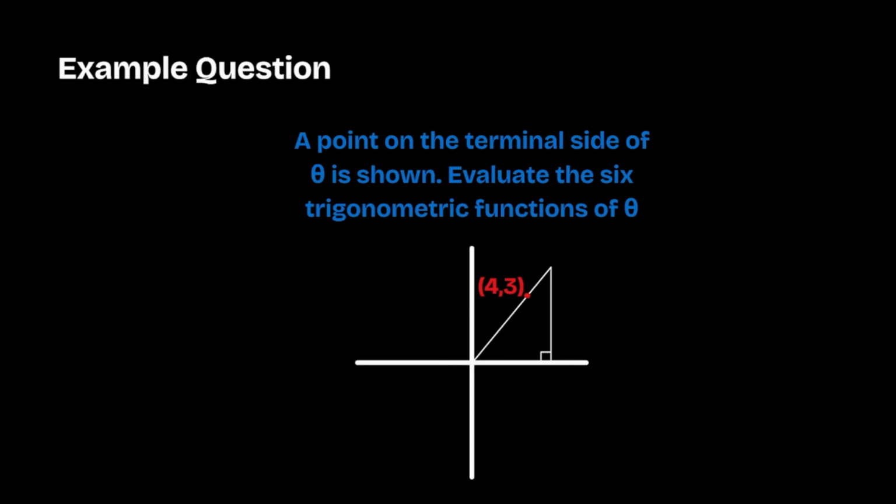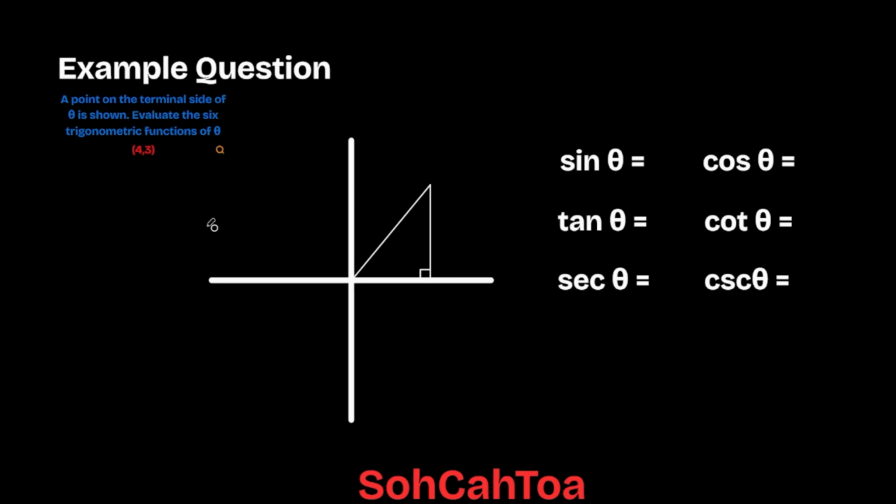Alright, let's look at a slightly more tricky question now. A point on the terminal side of theta is shown. Evaluate the 6 trigonometric functions of theta. So we can see in the graph that this triangle has a point for us. So let's move over here. When we look at the point 4 and 3, we know that this is the x value and this is the y value. So we'll put our 4 right here, our 3 right here.